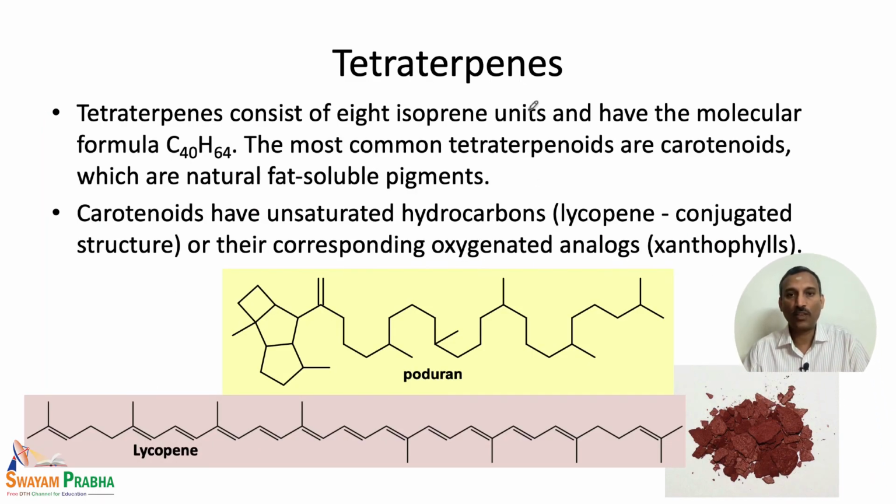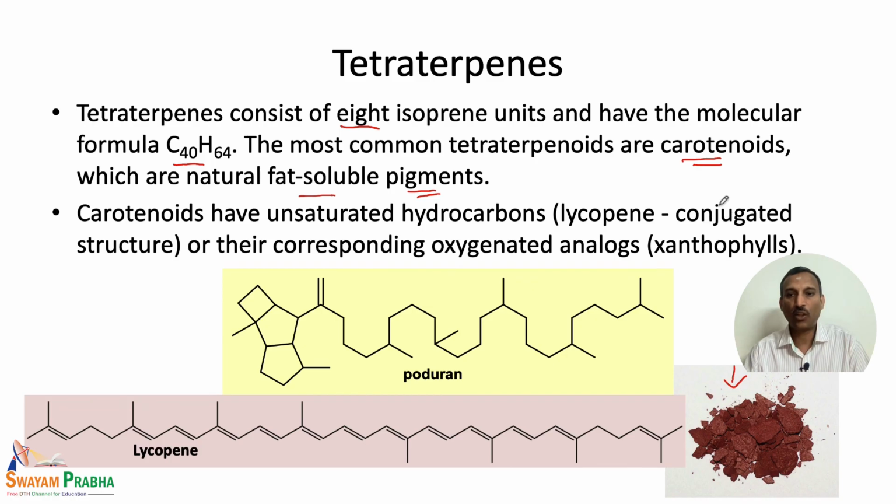The next one is the tetraterpene. Tetraterpenes contain 8 isoprene units, and they have a general molecular formula C40H64, and the most common tetraterpenoids are the carotenoids, which are fat soluble pigments. Pigment means these are colored materials. In fact, lycopene is shown here with the dark red color. This is one of the colored substances, and many of these carotenoids are unsaturated hydrocarbons like lycopene.